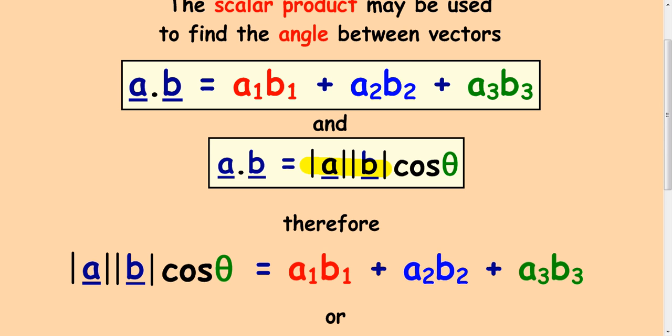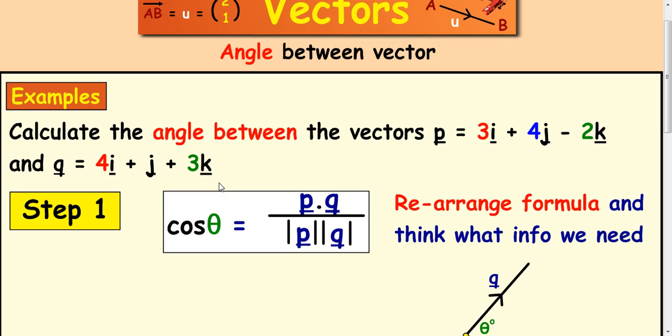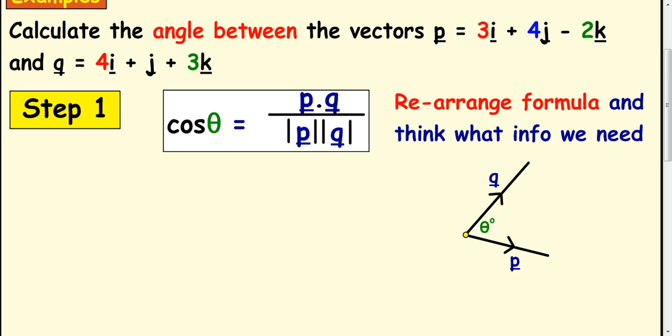So let's look at an example of how to do that. Calculate the angle between the vectors p equals 3i plus 4j minus 2k and q equals 4i plus j plus 3k. So you go to the formula sheet and you would create this formula. This wouldn't be given, but you'd have to create it. And then you would start thinking about what you're going to work with. So you have to get the top line, p dot q, and then you have to get the magnitudes of the two and multiply them together. So this is the angle we're trying to find. Let's do p dot q first.